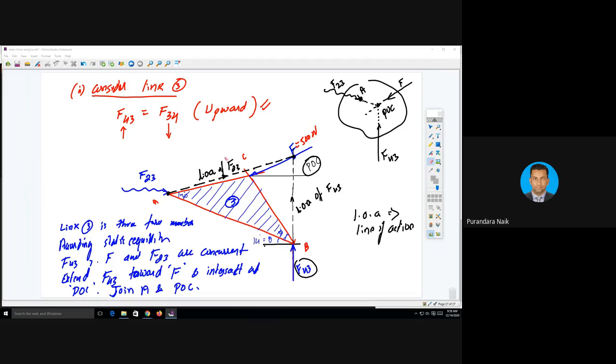Now what is the meaning of this figure? F23 is acting like this, not zigzag. This is F23. It is not zigzag, understood? Zigzag, you can remove it. Okay? Finished? Next step, force polygon.